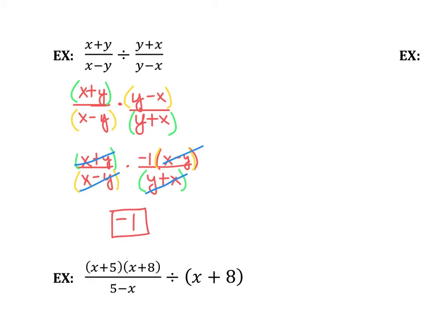All right, and one last thing to reiterate in this example. If you have factors that are opposite of each other, which we did in this case, we had an x minus y and a y minus x. Those are opposite of each other. Make sure you keep factoring, as we did right here, by factoring out a -1, so that you then have a common factor, and then your final answer can be completely simplified.